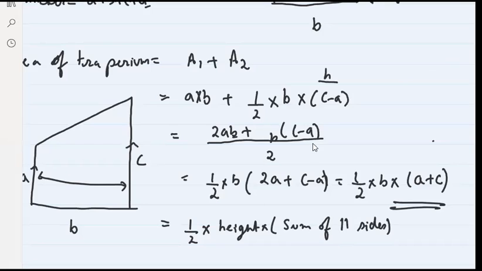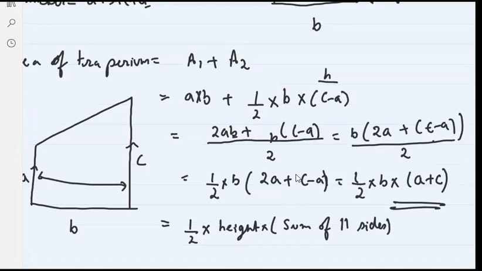Third step, take B common. I'm explaining you once again. So B is here, B is here. So we'll take B common. If we take B common, what are we left with? We are left with 2A plus C minus A divided by 2. This only I have written like this. Are you getting now? Pravya, Ragini, second step, take LCM: A into B plus half into B into C minus A.